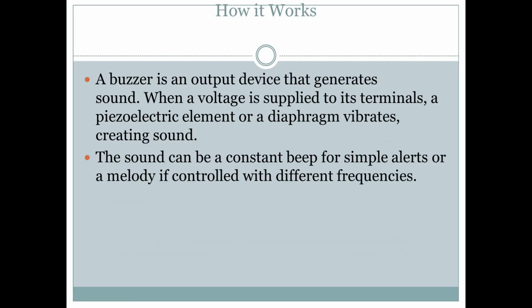So next is how it works. A buzzer is an output device that generates sound. When voltage is supplied to the buzzer, it vibrates, creating the sound. The sound can be a constant beep, a simple alarm, or a melody, and we can control it with different frequencies.